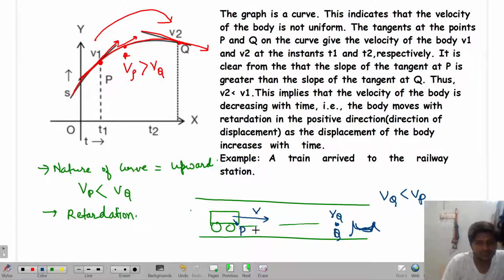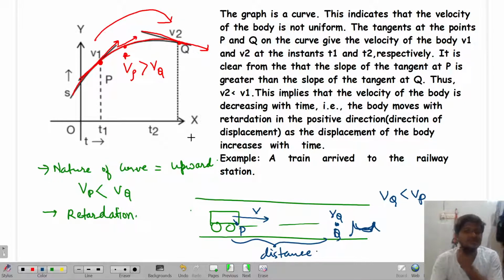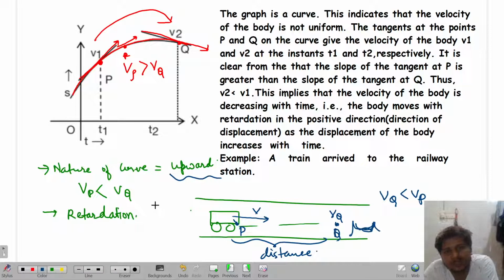But still the bus is covering some distance over here. That means the displacement is positive, but the velocity is decreasing. So remember, if the displacement is positive and the velocity is decreasing, the nature of the curve will be upward, while the tangents will be becoming smaller. Tangents will first be positive, then they will start going negative.